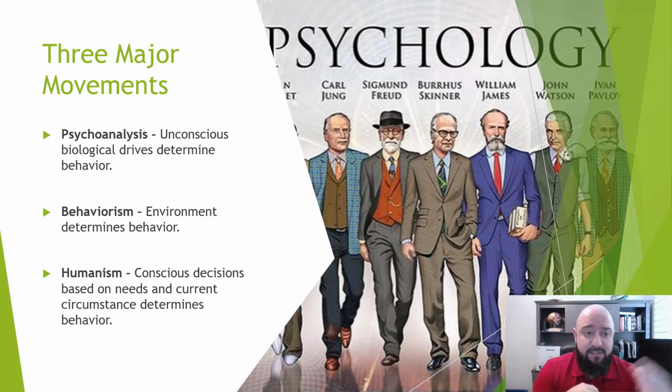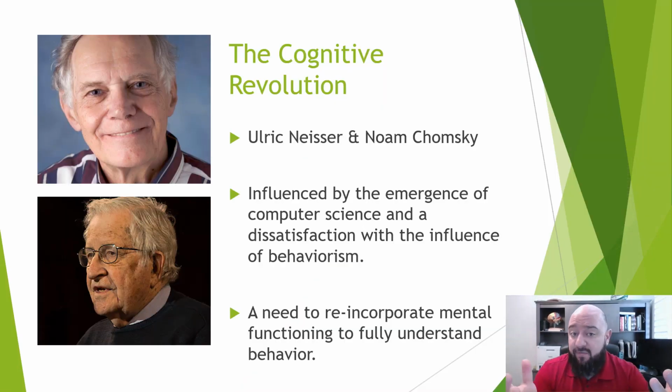But if you look at these three major movements, the one thing they all have in common is that they're trying to explain where behaviors come from. However, they're leaving out the mental processes aspect. And that's where the cognitive revolution comes into play. So this happened around the 60s.